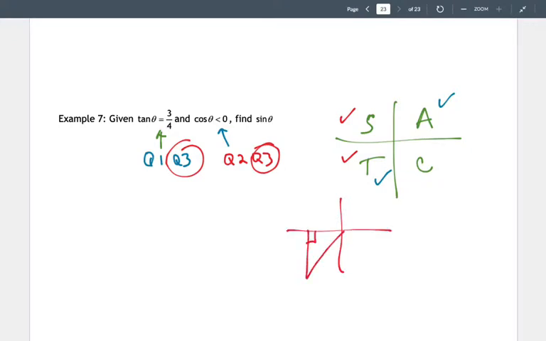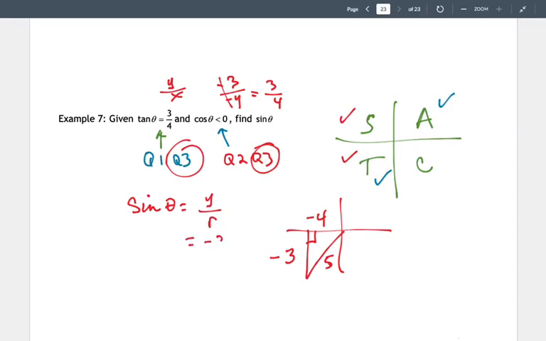I know tangent is 3 over 4, and tangent is y over x, so we're going to put the 3 here and the 4 here. Now, because we're in this quadrant, the y's have to be negative and the x's have to be negative. So technically, it was negative 3 over negative 4, but the negatives canceled out to get that positive 3/4. If I did the Pythagorean theorem, I would find out that the hypotenuse is 5. It's a 3, 4, 5 triangle. And then I'm going to do the sine of that angle. Sine is y over r, so it's going to be a negative 3/5.